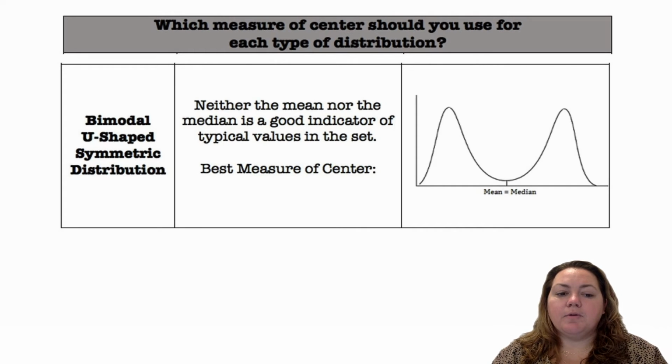A bimodal, U-shaped symmetric distribution, neither the mean nor the median is a good indicator of the typical values in this set. So the best measure of center would actually be to state both of the modes.